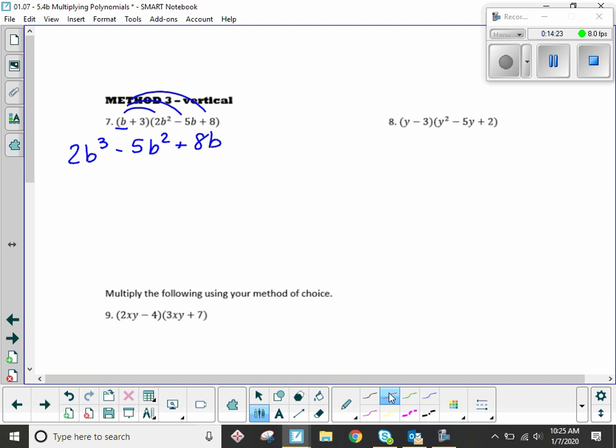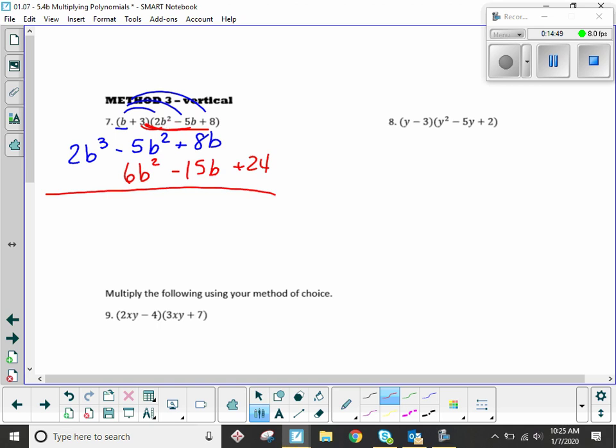So I'll distribute the 3. That will give me 6b squared, which I'm going to put right here under that b squared. You don't have to do that. It works better for my brain. And then 3 times negative 5b is negative 15b, and then 3 times 8 is 24. And now I already have my like terms all set up and ready to combine.